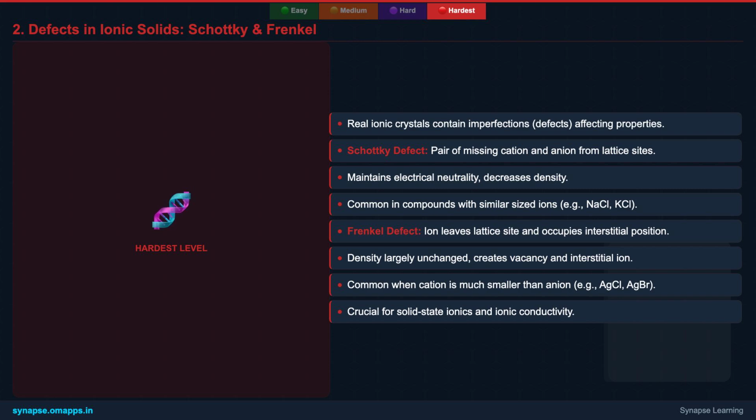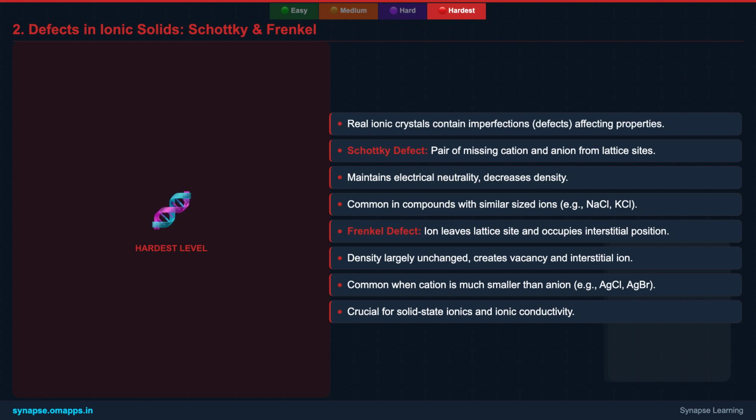Frenkel defects occur when an ion, typically a smaller cation, leaves its lattice site to occupy an interstitial position, leaving a vacancy behind. This doesn't change the overall density significantly and is common when there's a large size difference between cation and anion, like AgCl.